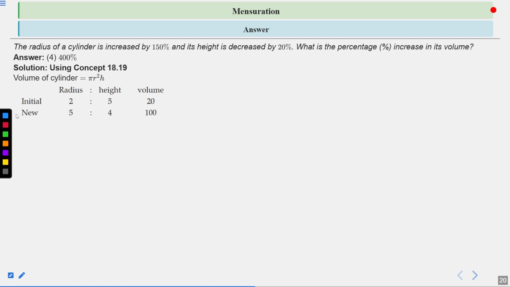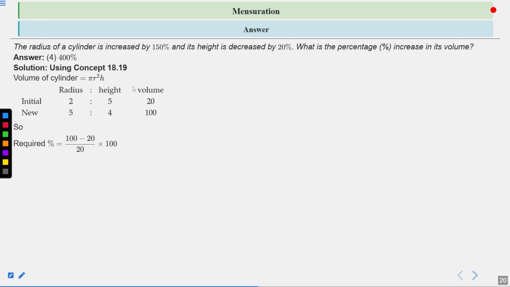Now when we calculate the volume ratio, pi r square h over pi r square h, pi will cancel out. R square into h: r square, 2 twos are 4, into h 5, which becomes volume 20 cubic centimeter. Same way, the new volume of the cylinder becomes 5 square into 4. So 5 square is 25, into 4 becomes 100. Now we can clearly see that the new volume is 4 times the previous volume.